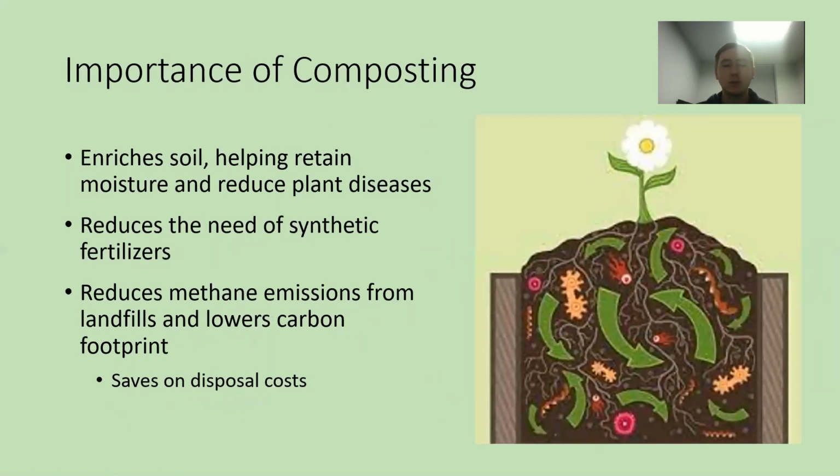So why is composting important? Composting is important because it enriches the soil, and this helps retain moisture and reduces the plant diseases. It also reduces the need of synthetic fertilizers because it's putting nutrients into the ground, and so you won't need as much fertilizer. And it also reduces methane emissions from landfills and lowers carbon footprint. And a non-environmental benefit is that it saves on disposal costs, so you're not having to ship out as much trash, organic material that can be decomposed and reused.